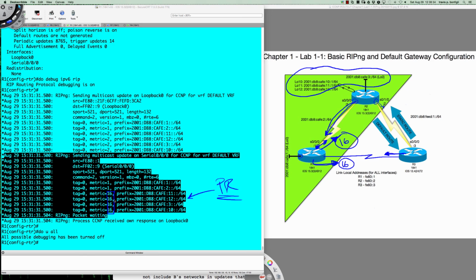All right, so this wraps up this compare and contrast session on Split Horizon and poison reverse, specifically with the Cisco implementation and RIPng.